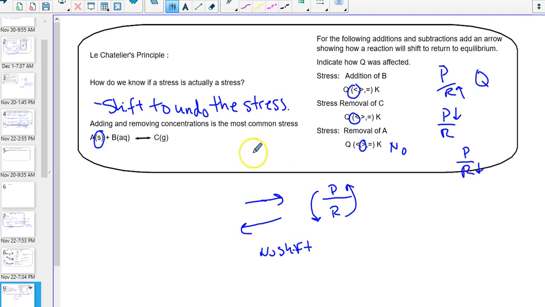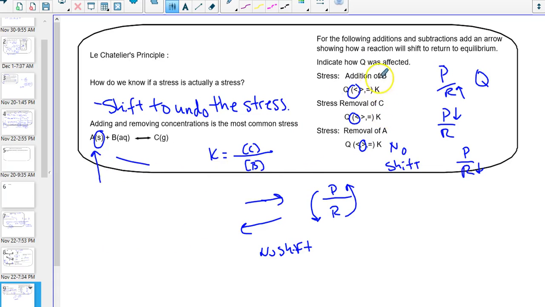Alright. My actual algorithm is K equals the concentration of C over the concentration of B. A is not included in this thing, so any change of A will have no effect, no shift. And be really careful. Actually, I should have caught that to begin with.